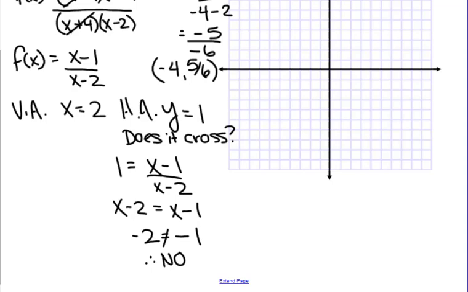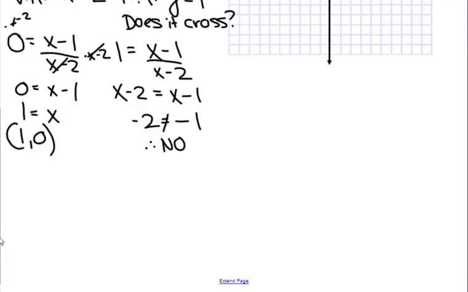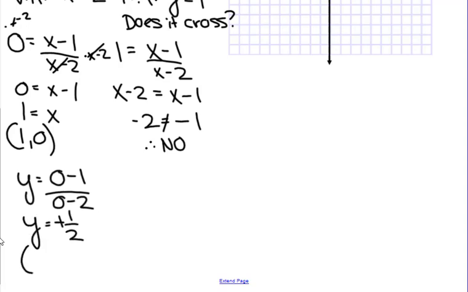Our x-intercept happens where y is equal to 0. So if I'm simplifying, I'll start this. Multiply by x - 2. Those reduce to 1, and we get 0 is equal to x - 1, or 1 is equal to our x. So (1, 0) is our x-intercept. Our y-intercept happens where x is equal to 0, so y is equal to (0 - 1)/(0 - 2). So that's positive 1/2.